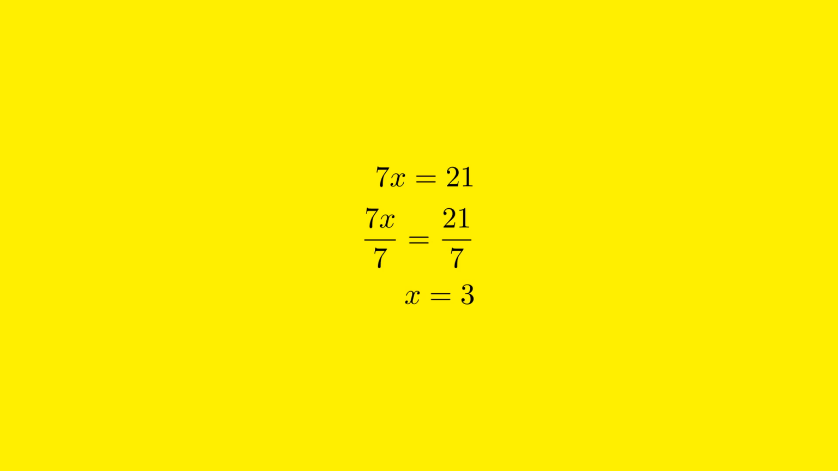After dividing both sides by 7, we have discovered that x equals 3. This means the solution to the equation is x equals 3. We have successfully solved the equation and isolated the variable x.